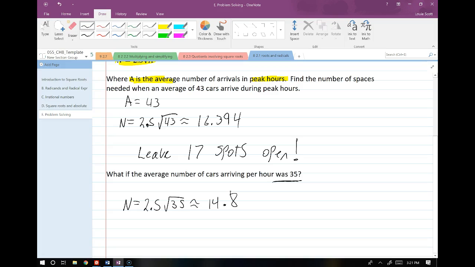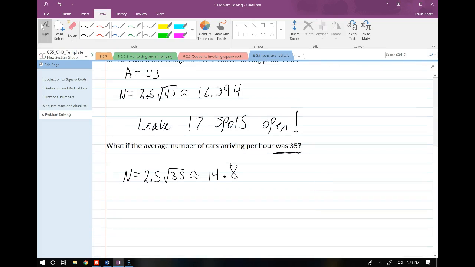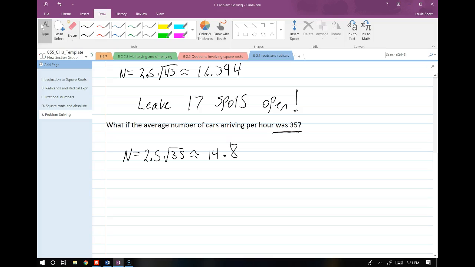Yep. Okay, good. Once again, we're going to want to round up because that's what the reality of this problem wants. Some problems force you to round down, but this one forces us to round up. So we would say they'd leave 15 spots open.